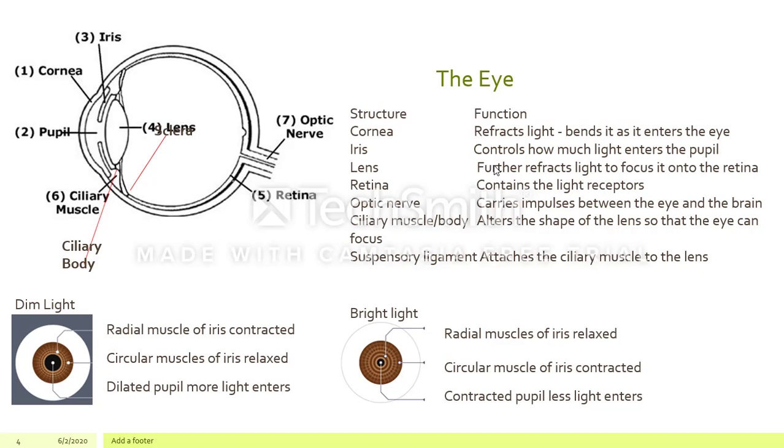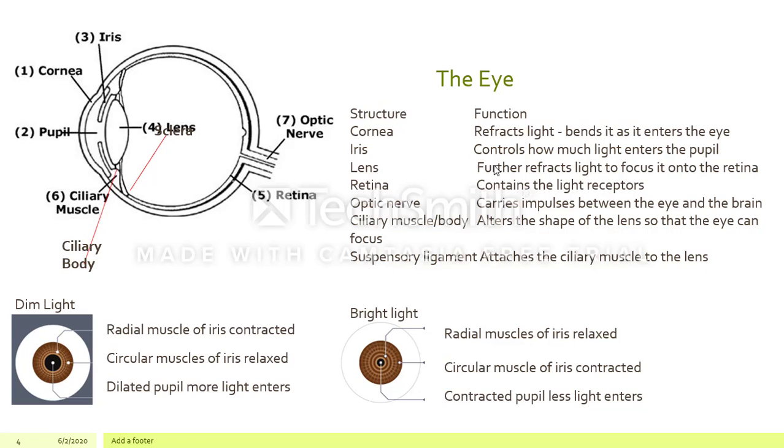And then following on, the retina, number 5, contains the light receptors, rods and cones. And number 6 is the ciliary muscle, which alters the shape of the lens so the eye can focus. That's basically accommodation, which we'll be looking at in the next slide. And then I added the sclera, which is a part of your eye as well, and the optic nerve, which carries impulses between the eye and the brain.